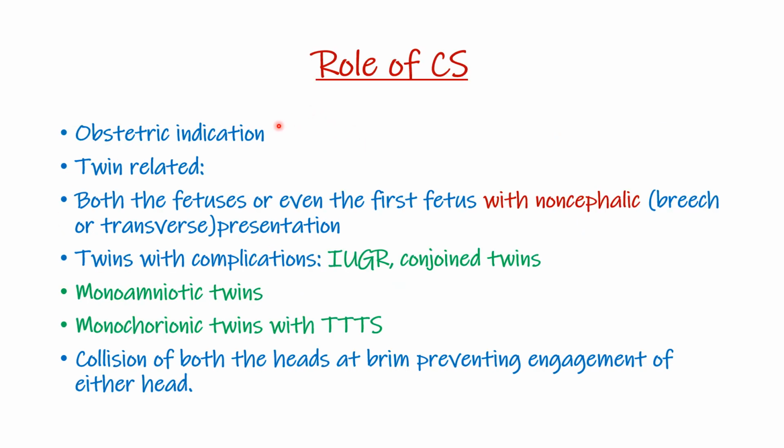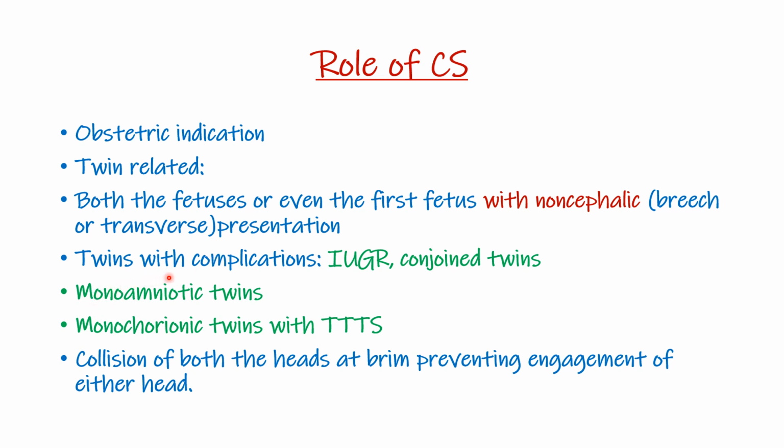So the role of cesarean section, here we are going to divide them into two. That is the obstetric indications. For example, the patient comes in with malpresentation, comes in with malposition. These are obstetric complication indications. Or we have a complication such as preeclampsia. Twin related is, we already discussed this, when both fetuses or even the first fetus is non-cephalic, for example breech or transverse presentation. So we said vaginal delivery can be done when both fetuses are vertex, or at least the first one is at vertex presentation. I hope you are all on the same page.